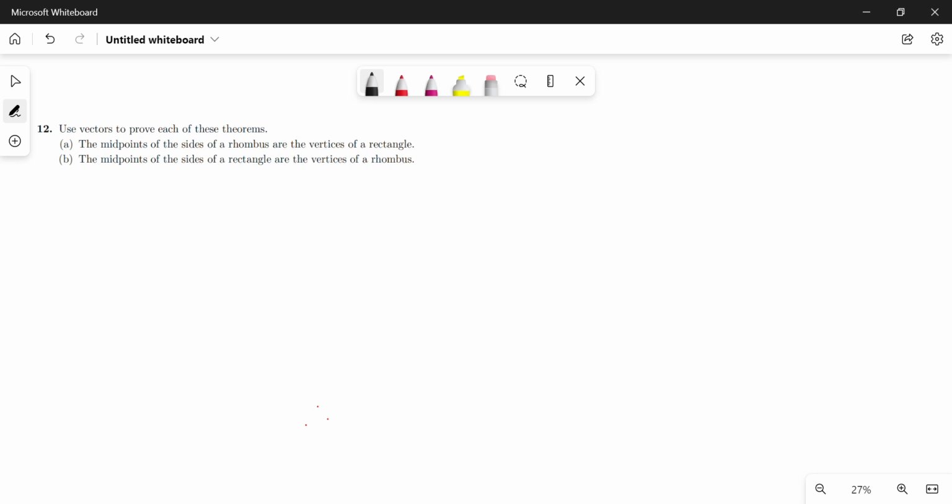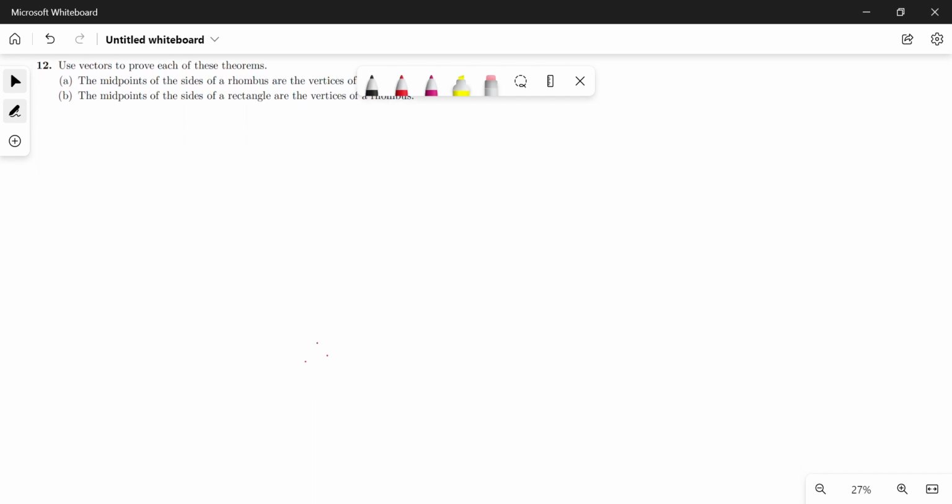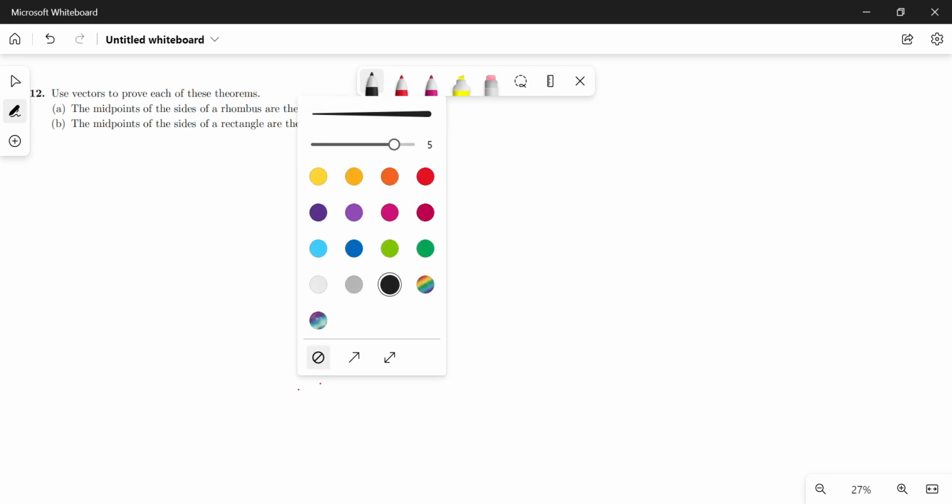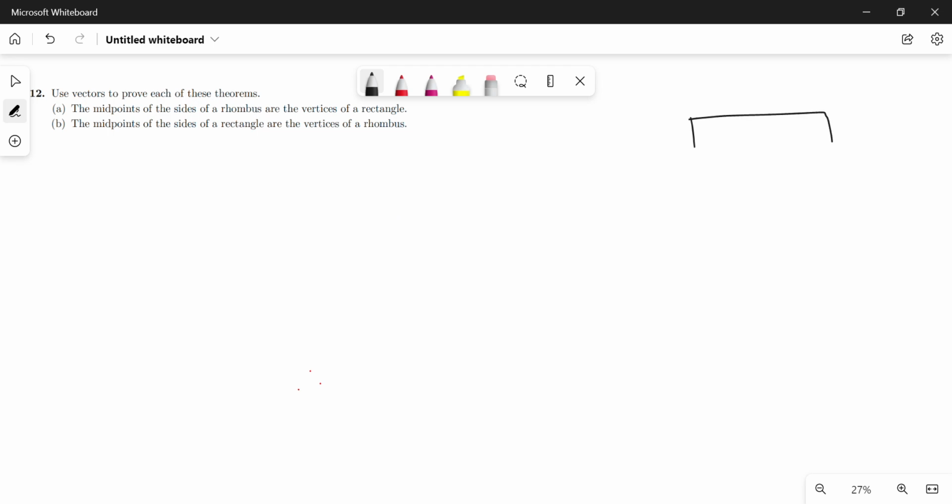Okay, so for 12b, we're looking for the midpoints of the sides of a rectangle, the vertices of a rhombus. So let's have a look at a rectangle. Here's my rectangle. Let's make this A, we'll make that (0, 0). We'll make this B, (0, b). C can then be (a, b) and D can be (a, 0).